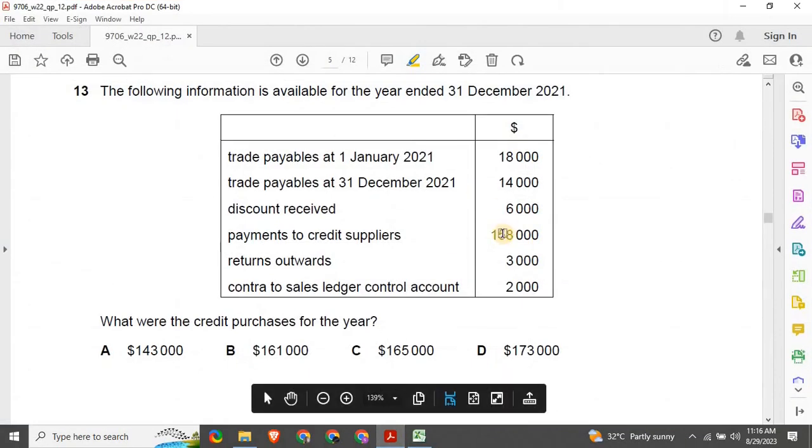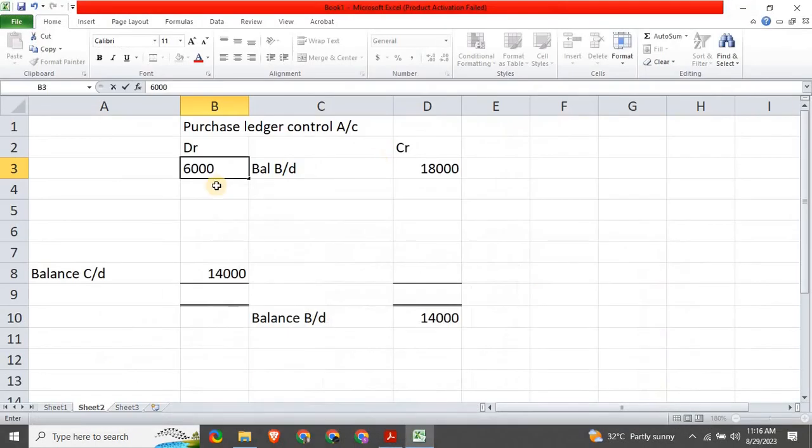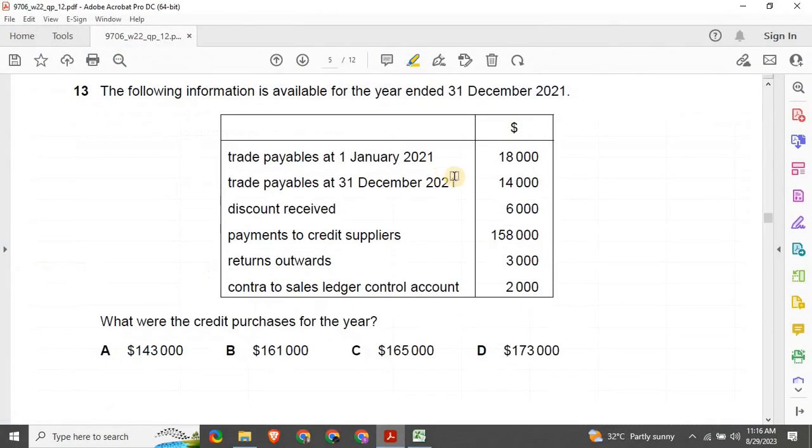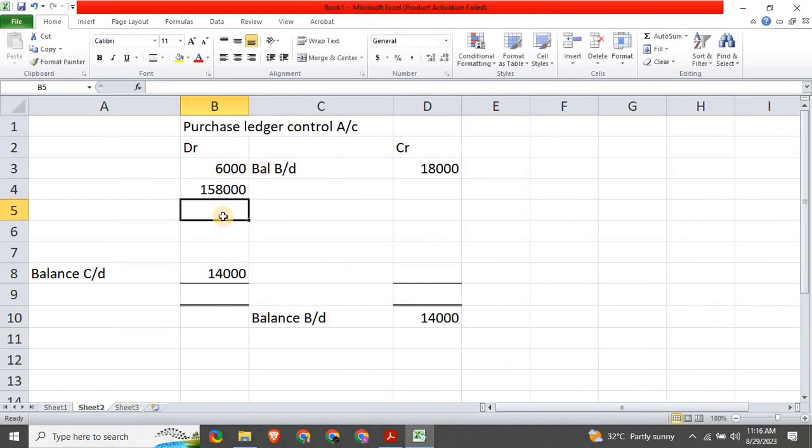Then 158,000, which we paid, 158,000. Then 3,000 is returned outward, returned to the suppliers, and 2,000 contra entry. 3,000 is written and 2,000 is also contra entry. Now if you don't know what a contra entry is, it is when the same person is your trade receivable as well as the payable. So the amount that we owe to him and the amount that my customer owes to me will cancel out each other.